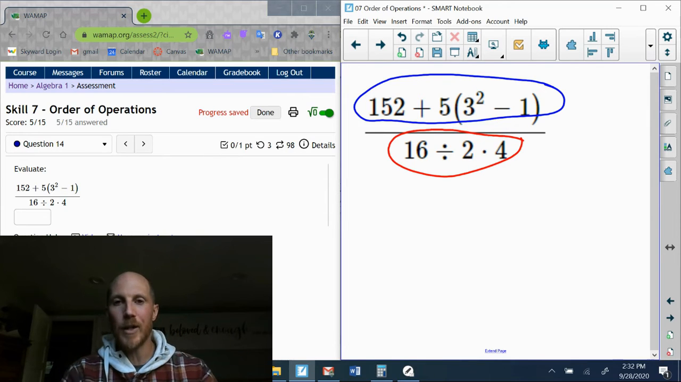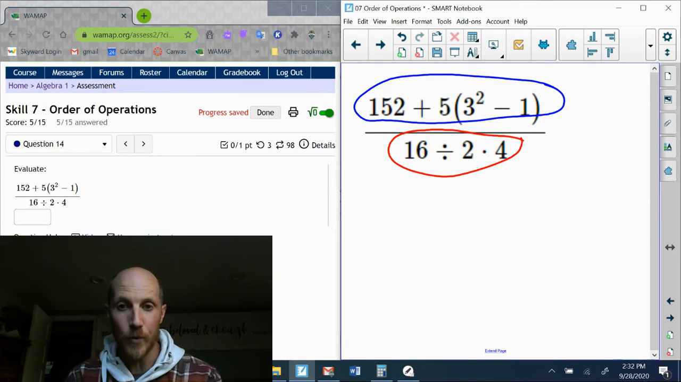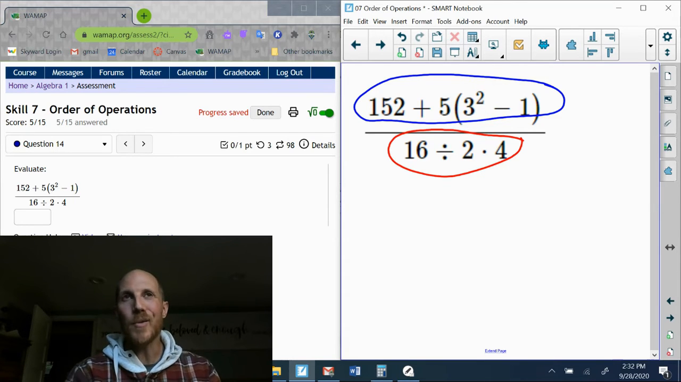All of this stuff on the bottom, that's also a group, right? Everything inside that blue circle is a group. Everything inside that red circle is a group. There's some other groups inside the blue circle. There's another group, there's some parentheses. That 3 to the power of 2 minus 1, that's also a group. That's like a subgroup inside the big blue circle group.